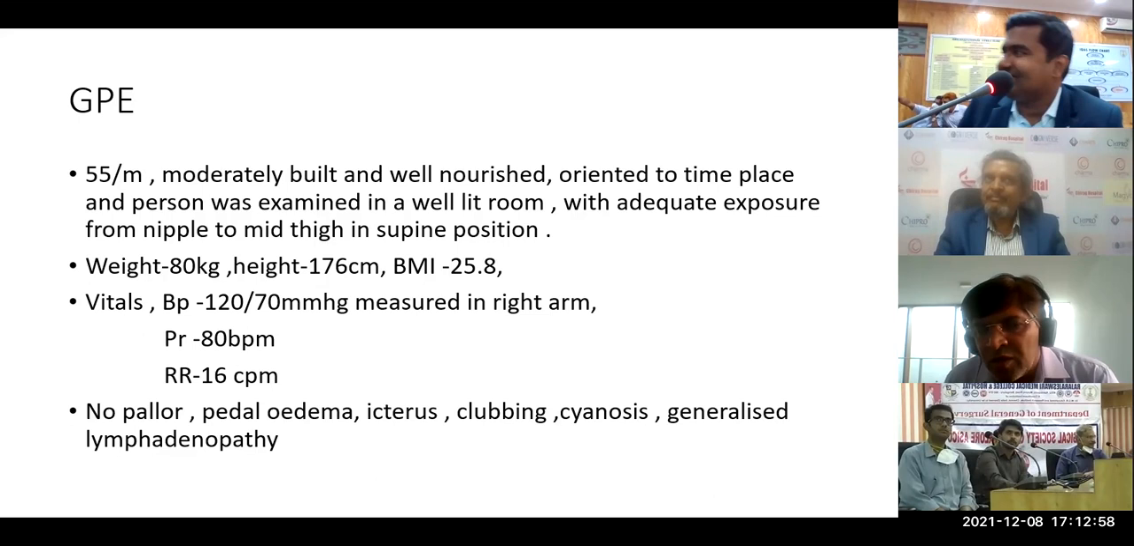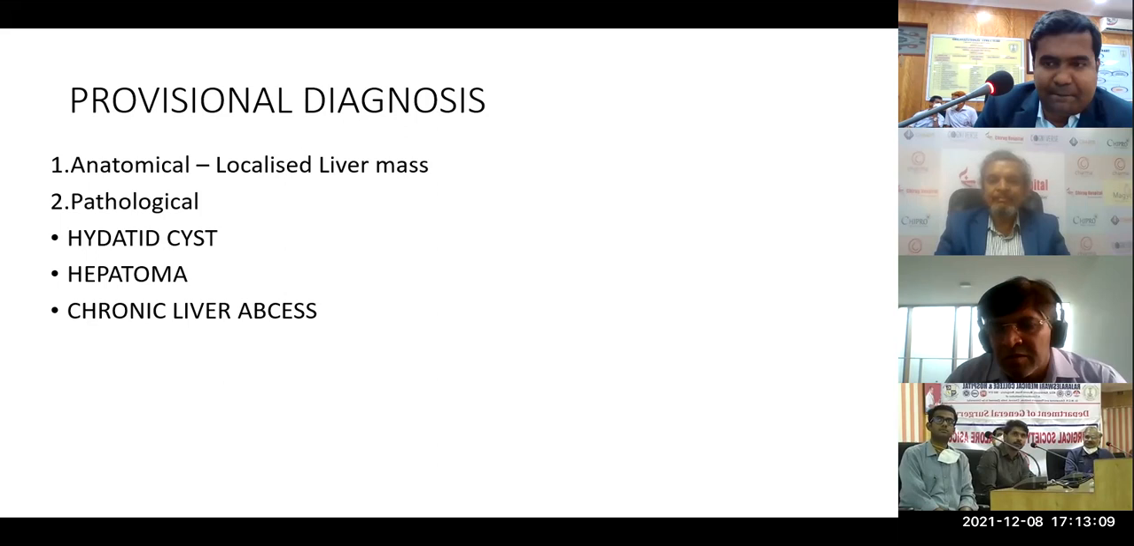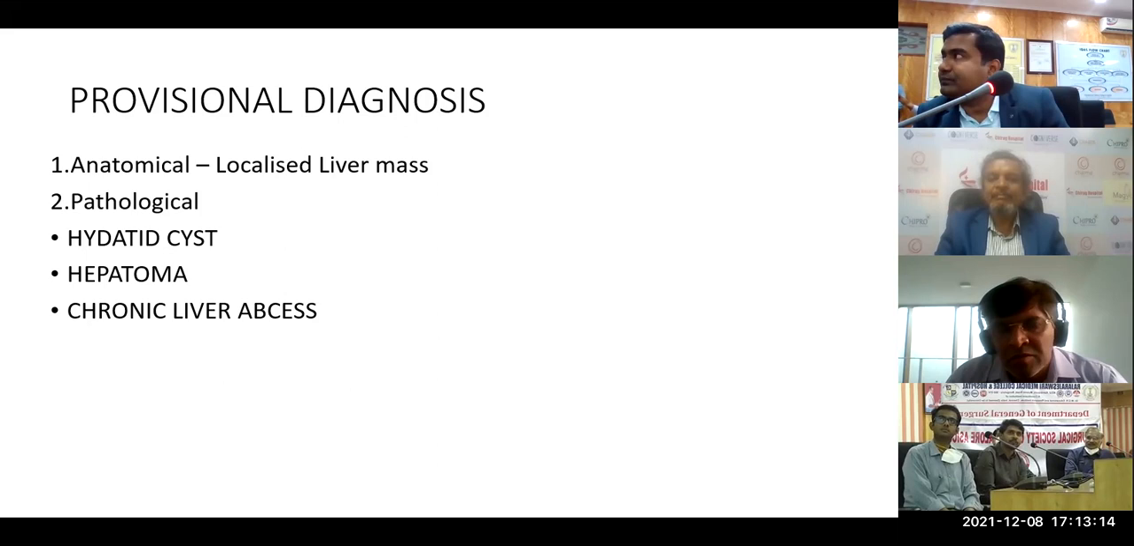So with this finding, what do you think is the possible diagnosis? Or would you like to offer differential diagnosis? Sir, my provisional diagnosis, sir, anatomical, I would like to give a localized liver mass as my first anatomical diagnosis, sir. For pathological, hydatid cyst would be my first differential, hepatoma second, and chronic liver abscess my third differential.